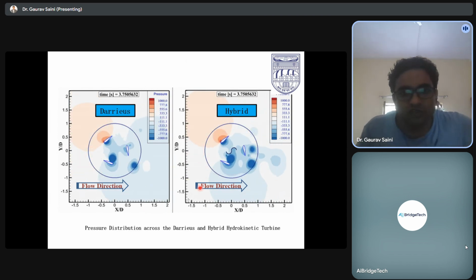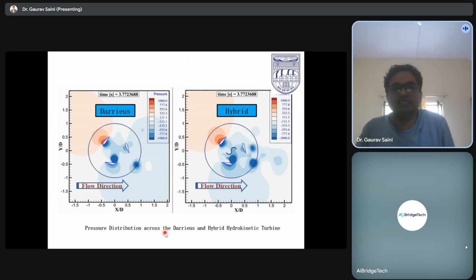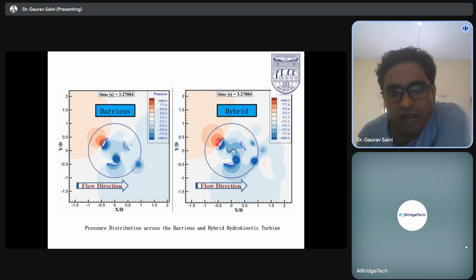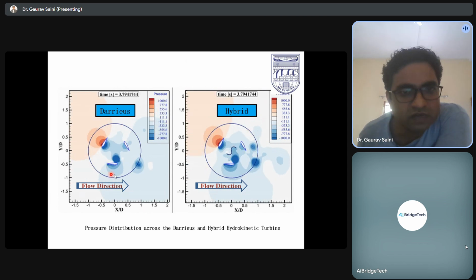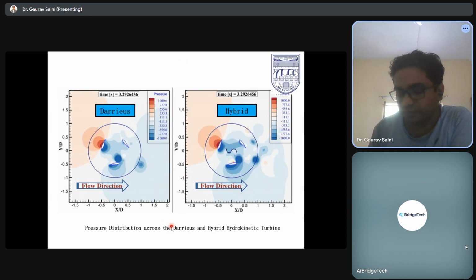If we see the pressure distribution across the Darrieus and hybrid cases, you can see the hybrid rotor gets additional assistance from the Savonius rotor, so the maximum power can be achieved with the hybrid rotor. With the simple Darrieus one, you can achieve higher efficiency as compared to the hybrid one, but the rotor may not even start at the low flow velocity of the water. So we need to have a Savonius part in between.